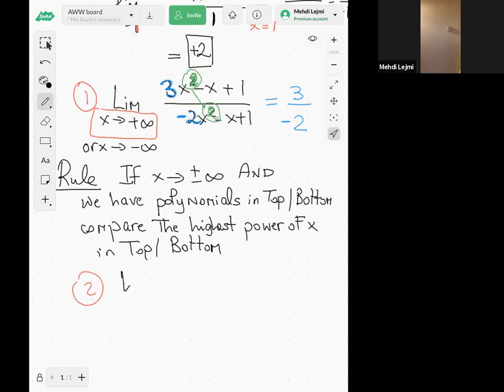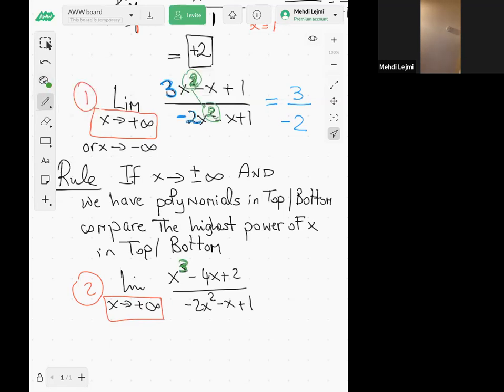it's again the limit as x goes to positive infinity of x cubed minus 4x plus 2, over minus 2x squared minus x plus 1. So again, your x is going to positive infinity. Then you compare the power. So here in the top, the highest power is 3.